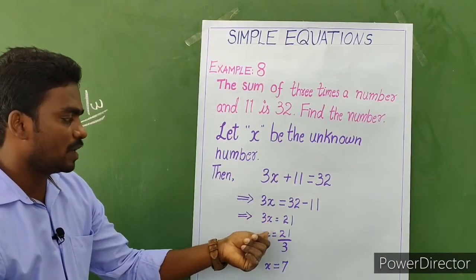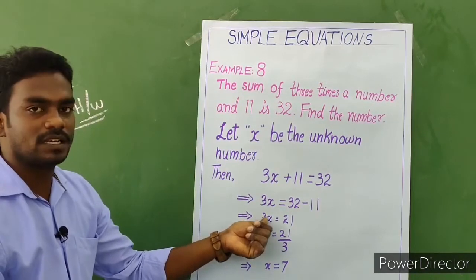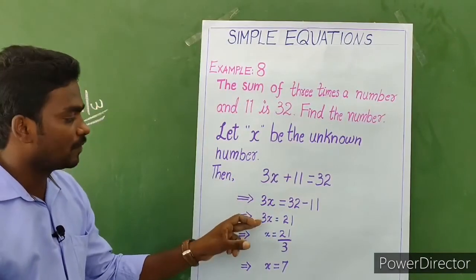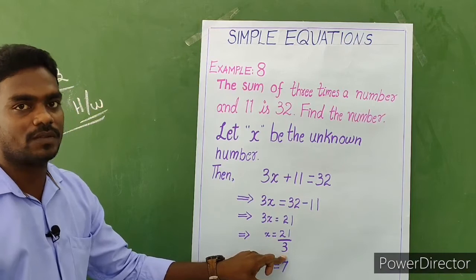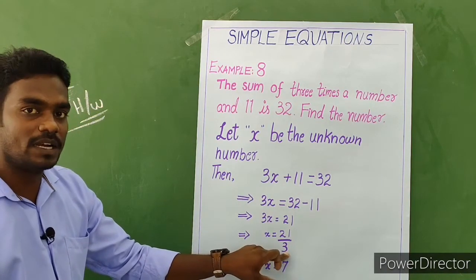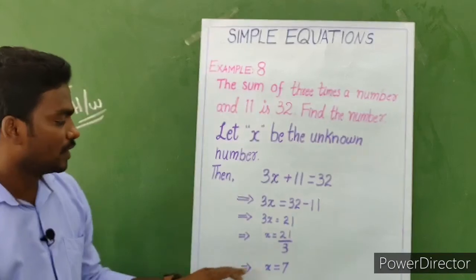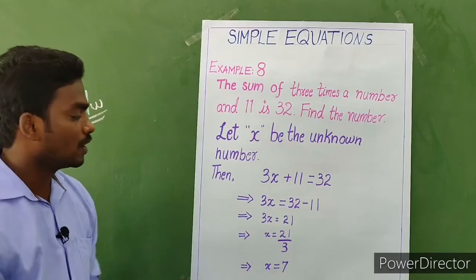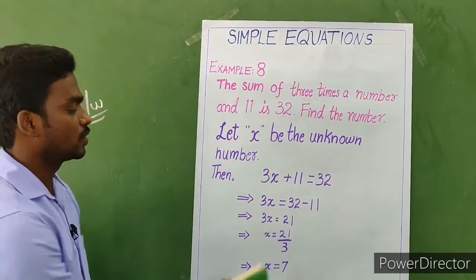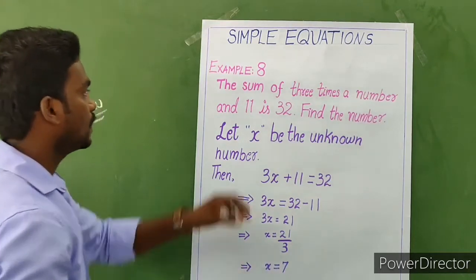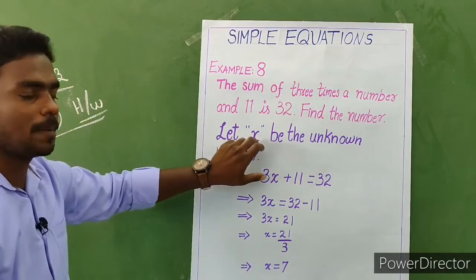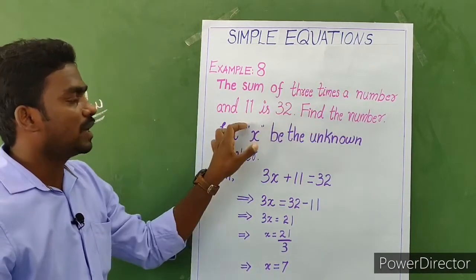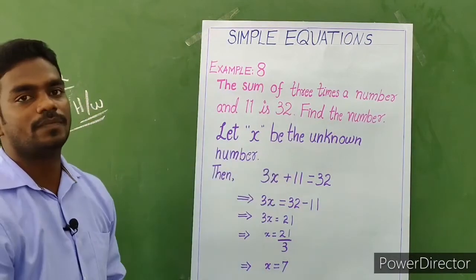Implies that we keep the value x on the left side. 3x means 3 multiplied by x. So 3 is a multiplication on the left side, which transposed to the right side becomes a division. So 21 divided by 3, which implies that the value of x is equal to, what is 21 divided by 3? 7. 3 sevens are 21. So the value of x is equal to 7. The unknown number is 7. So that is how to solve this: the sum of 3 times a number and 11 is 32. Find the number.